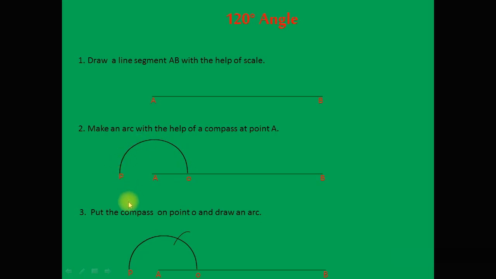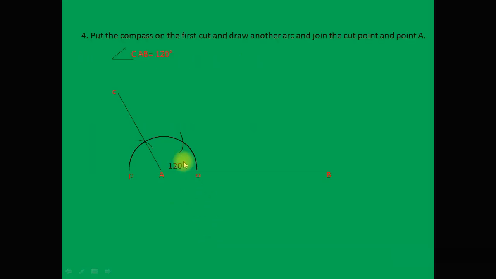Now put the compass on this point O and draw another arc, and then put the compass at this arc and draw another arc of the same radius. Now join this cut to this point A. This will be the required angle of 120 degrees.